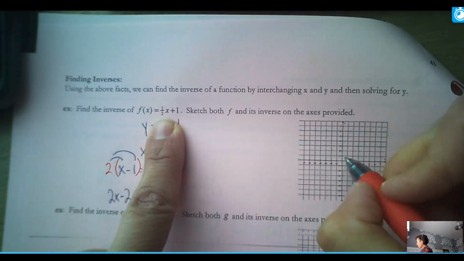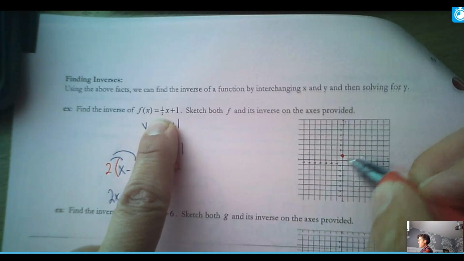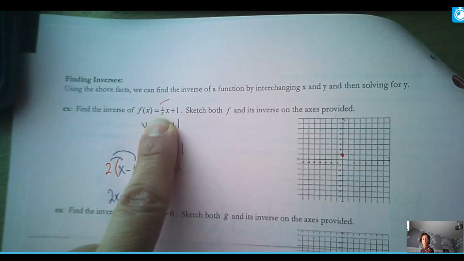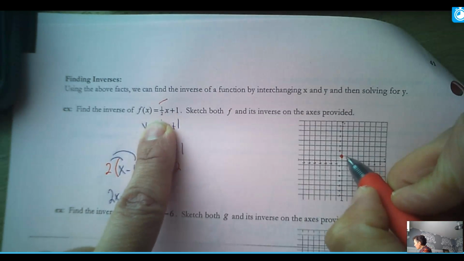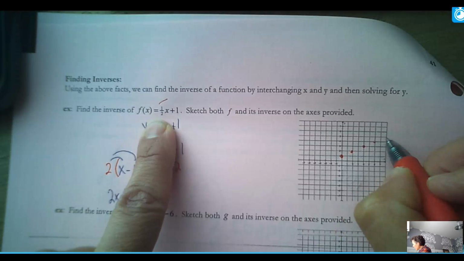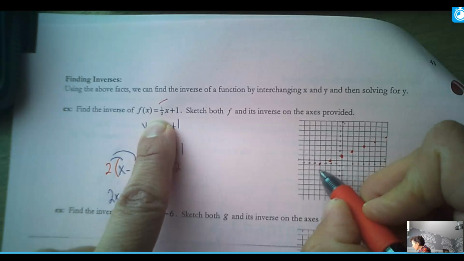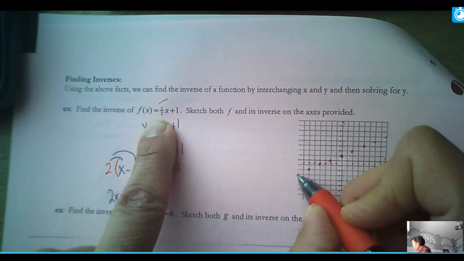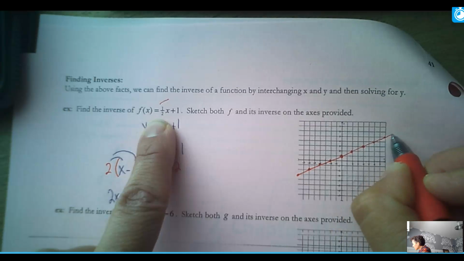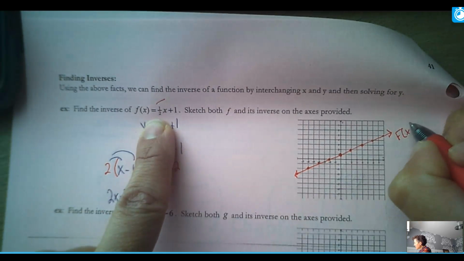So 1/2 x plus 1. So here's my y-intercept of 1. And then this is my rise 1 over 2. This is a positive slope, so it should be going uphill. So I go up 1 and over 2. And I'm just going to keep repeating that until I get a lot of points on here, and connect them. All right, so I'm just going to remind myself that this line represents f of x.